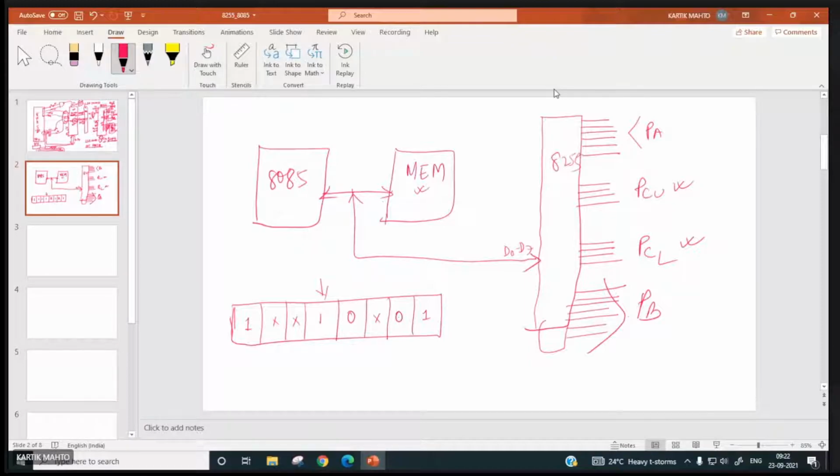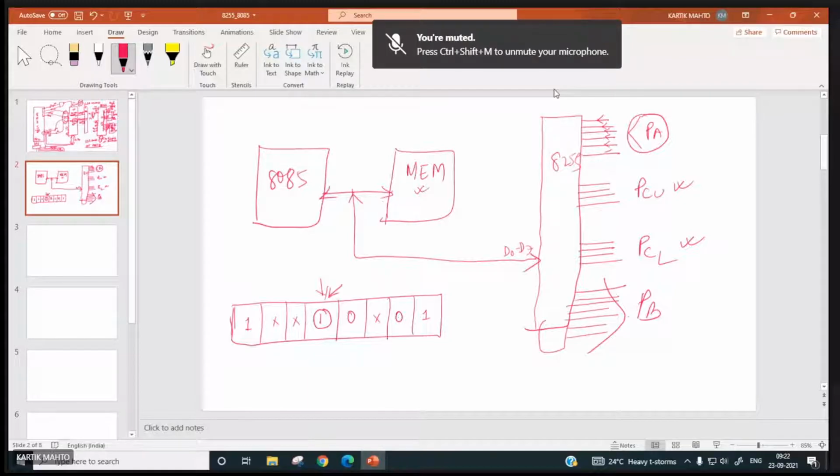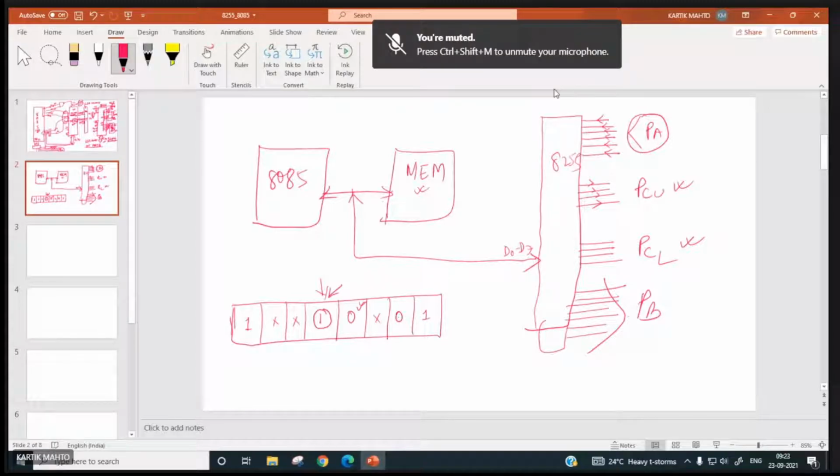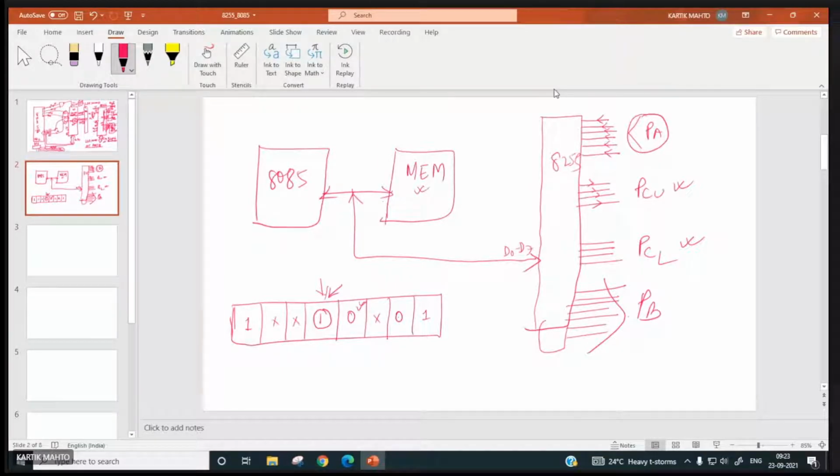Now, I want to explain how this 1 is going to make all pins of port A in this direction, or how this 0 is going to make all these port C upper pins in outward direction. Last class, this thing was said by sir, no? Yes, sir. If you put 0, then it will become output. If you put 1, then it will become input.